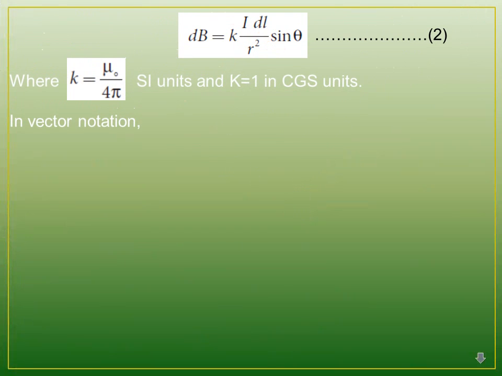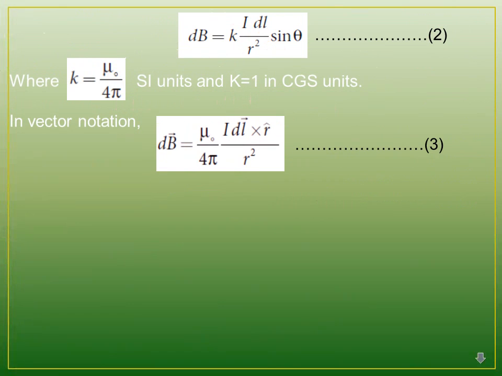Here K is equal to mu naught by 4 pi in SI units, and K is equal to 1 in CGS units. And in vector notation, dB vector is equal to mu naught by 4 pi, substituting the value of K here, I dl vector cross r cap divided by r square. This is the vector notation.